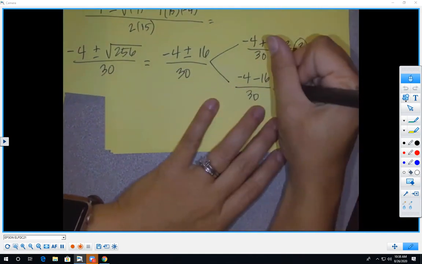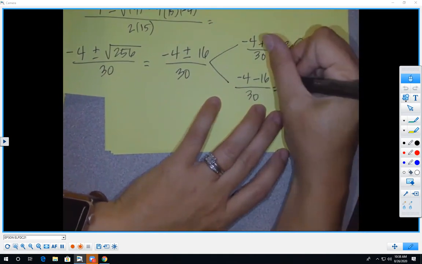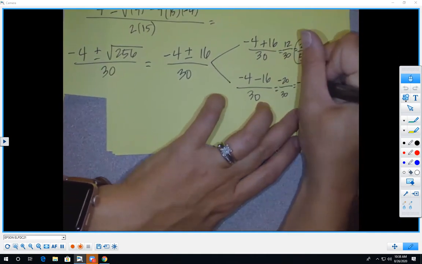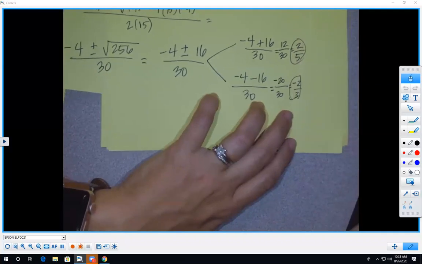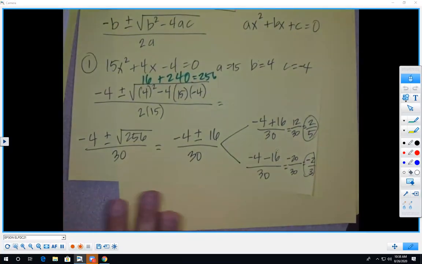The other answer, what is negative 4 minus 16? Negative 20 over 30. And that reduces to negative 2/3. Okay, so that is problem type number 1, where I can take the square root of 256. If you can take the square root, you do it, add them and subtract them, get your 2 answers.